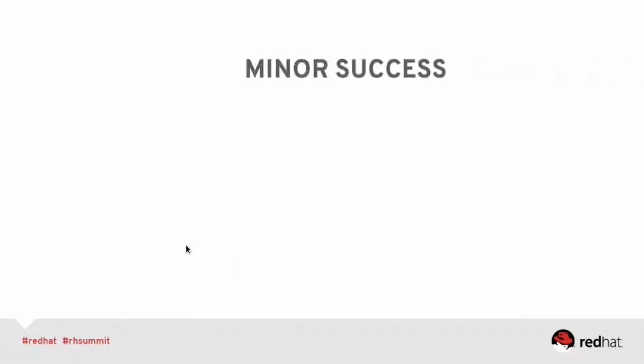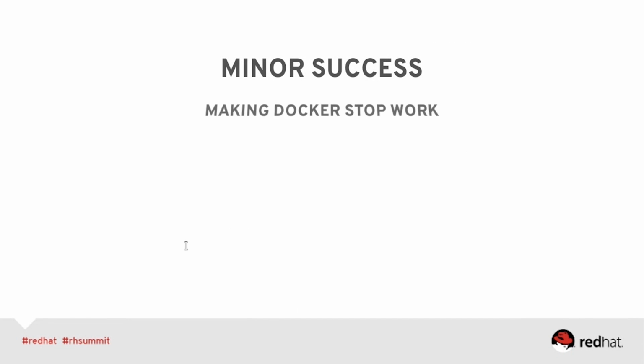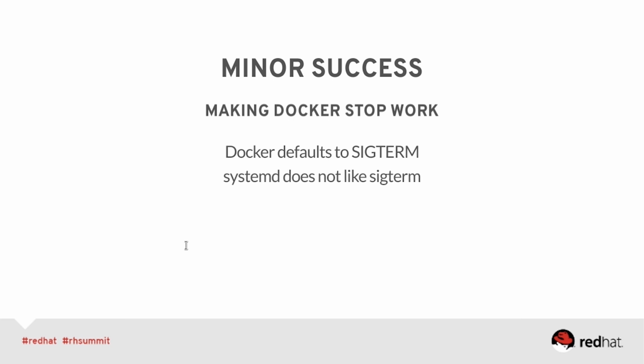But I kept on trying. I had some minor successes. We were able to make Docker stop work. So Docker stop now has a flag, though Docker still defaults to SIGTERM. Docker doesn't like the other signal, there's a spelling mistake there. Anyways, it's something that looks like that. Systemd requires that for shutdown.